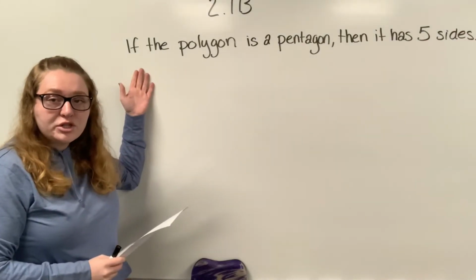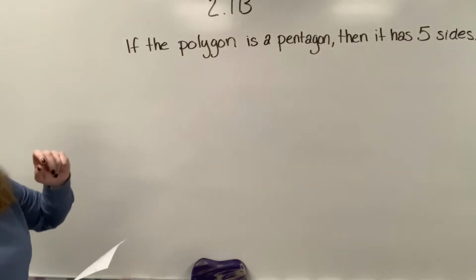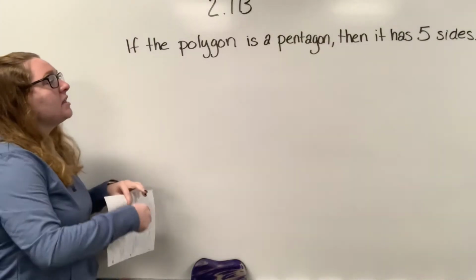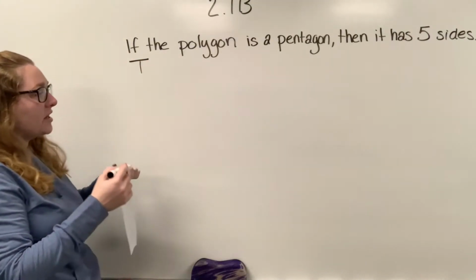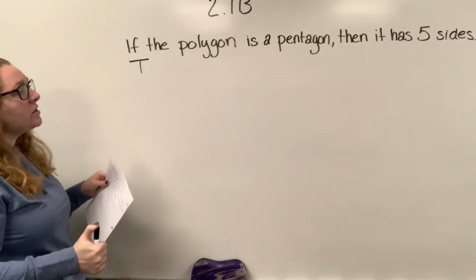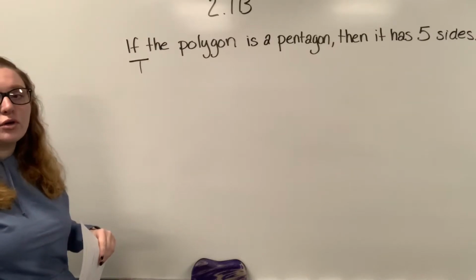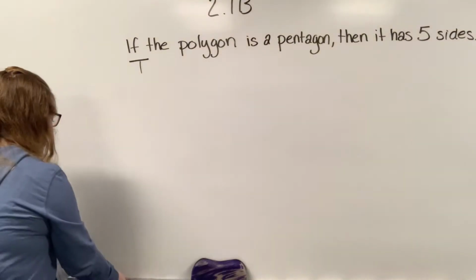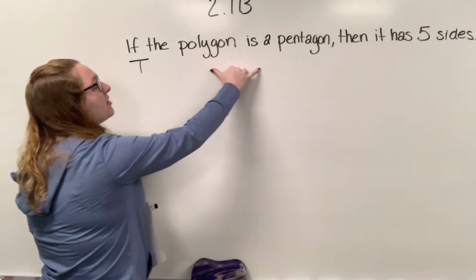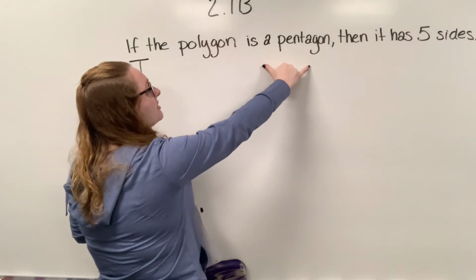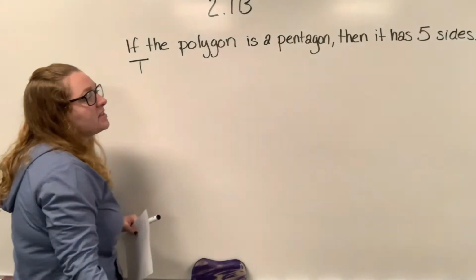Here's our original conditional statement. It says, if the polygon is a pentagon, then it has 5 sides. This is a true statement because pentagons have 5 sides. So I'm going to put a T here. Okay, so we want to look at the converse statement and decide if that is true, and we can make a biconditional statement out of that. Okay, so after the if is our hypothesis, if the polygon is a pentagon, and after the word then is our conclusion, it has 5 sides.